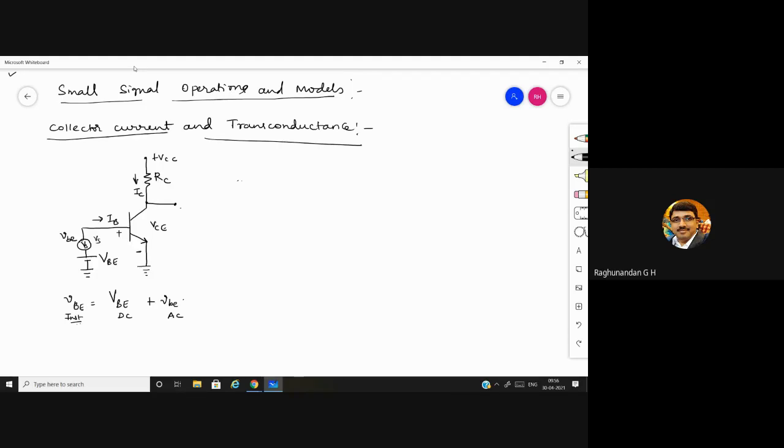The collector current, whatever we are getting here, is independent of VCE. Sir, because the terminal is grounded, so V equals 0. Any other answer? IC depends on IB, and IB changes due to VBE. So the base voltage. Yes, correct. So IC is a function of base emitter voltage and base current, so there is no dependency on VCE.